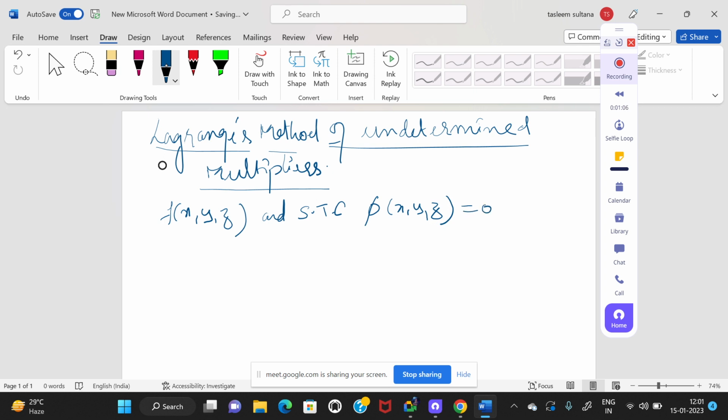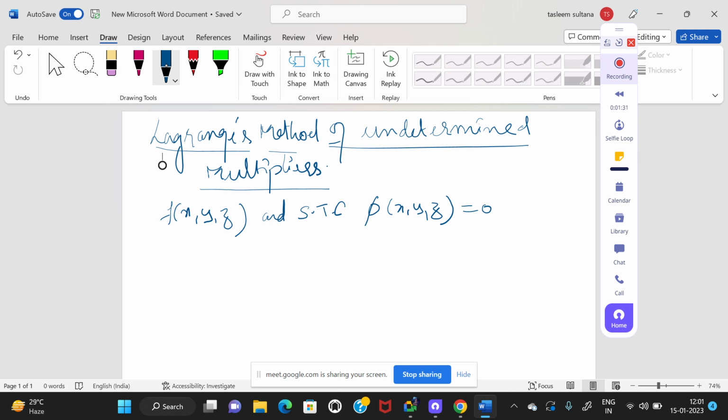Ma'am, could you explain once more? Once again, the function will be given to you, and the constraint will be given to you. First step, what you have to do, you have to construct the form.